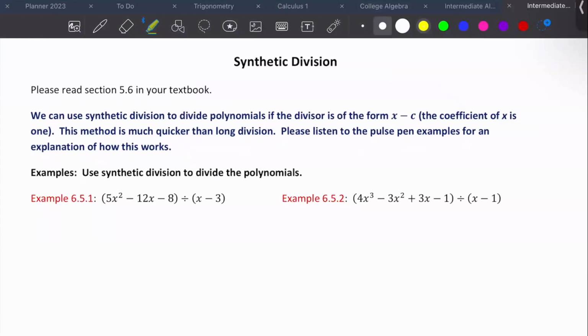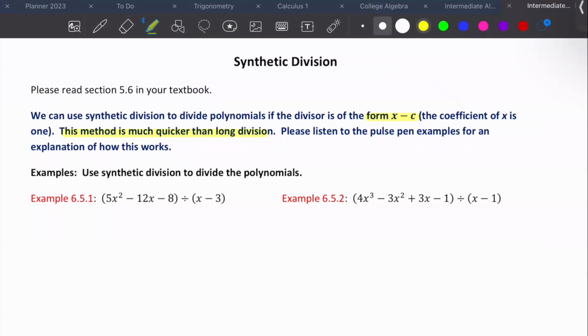So this is section 5.6 in your textbook, and it's on synthetic division. Okay, so good news is this method is much quicker than long division, which we just went over. If you can ever use synthetic division over long division, it just makes more sense because it's much quicker and much more procedural than long division. And we can use synthetic division if the divisor is in the form of x minus c.